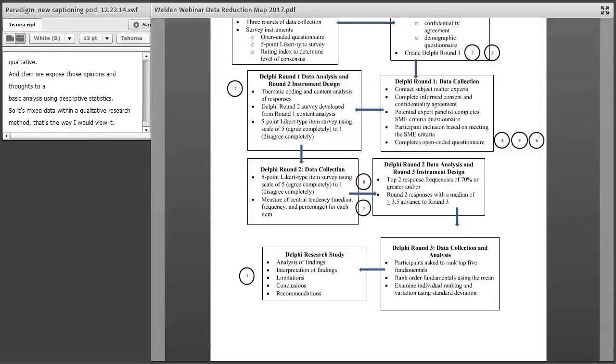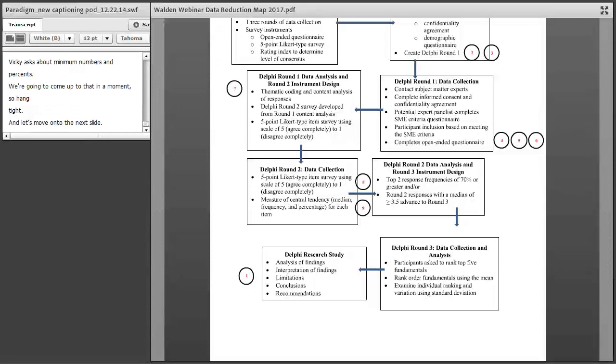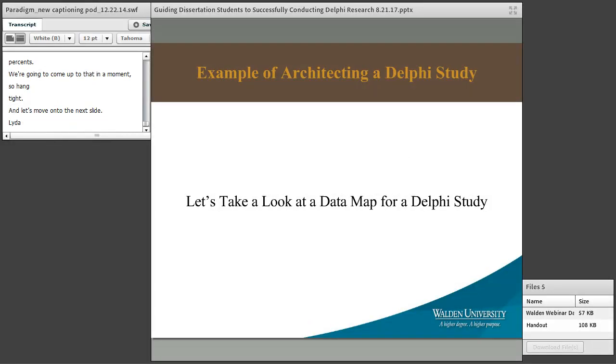Vicky asks about minimum numbers and percents. We're going to come up to that in a moment, so hang tight. And let's move on to the next slide. Lita, if we can go back to the right. Okay, so we have the map.